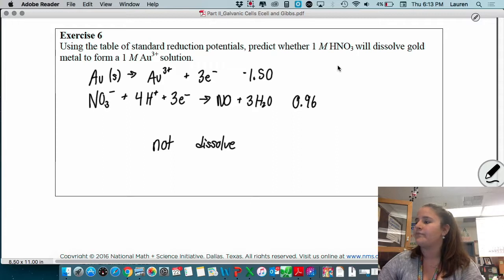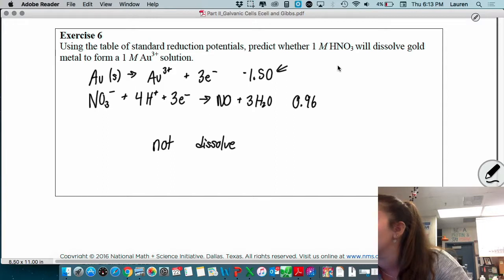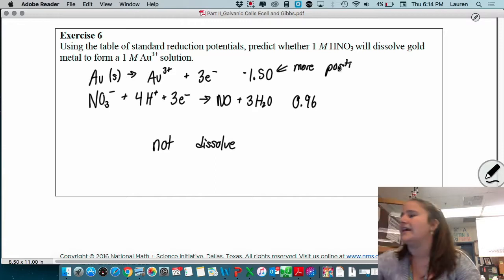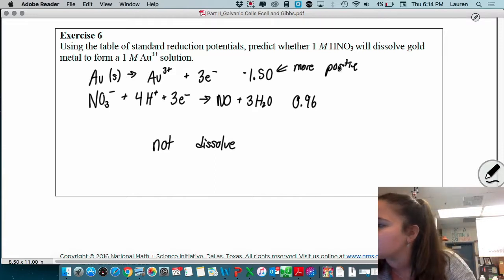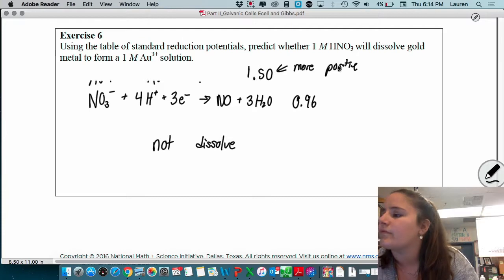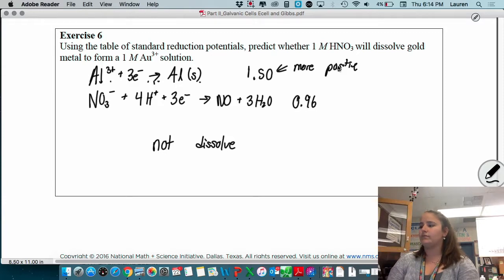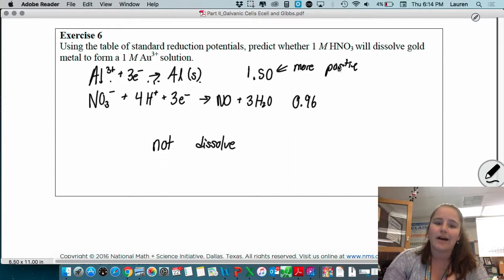Because this one on the table of standard reduction potentials is more positive. But I think that actually might have been a little confusing the way I wrote it, so I'm going to get rid of that negative sign and write this as a reduction so you guys can see what I mean. So that one is more positive. It is the one that would be reduced, not oxidized.